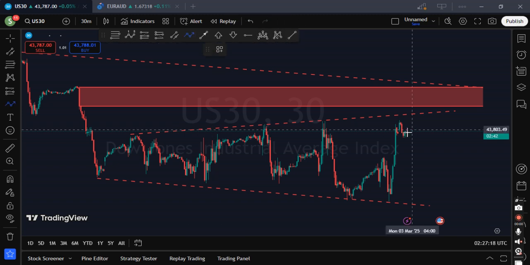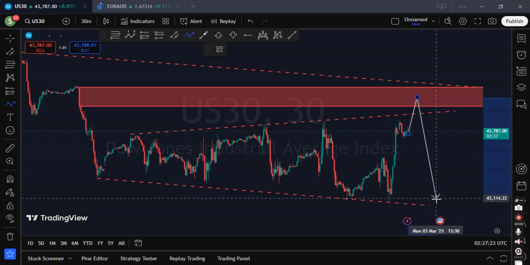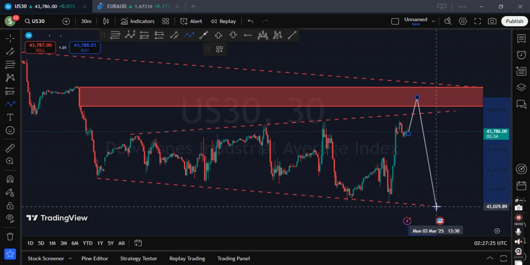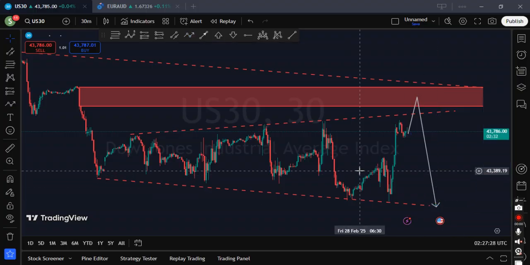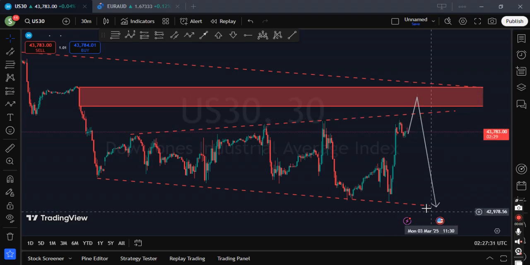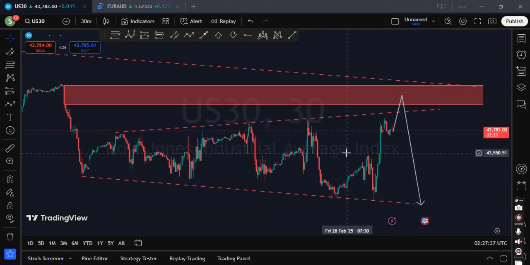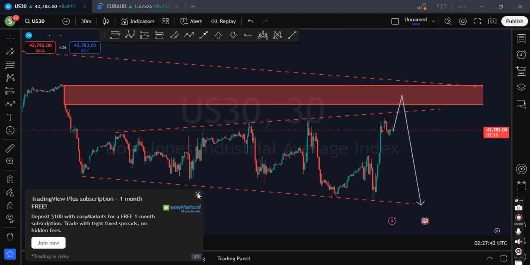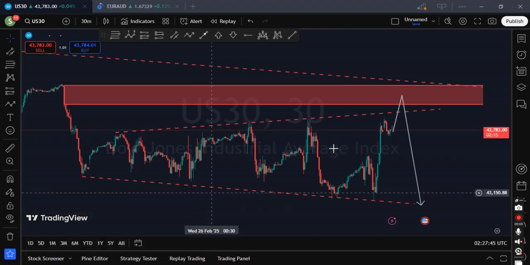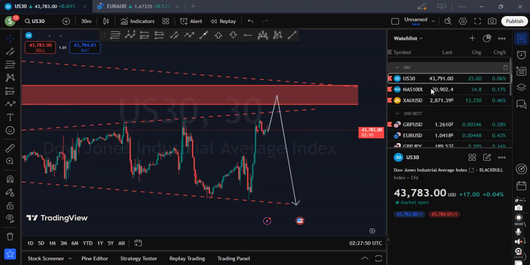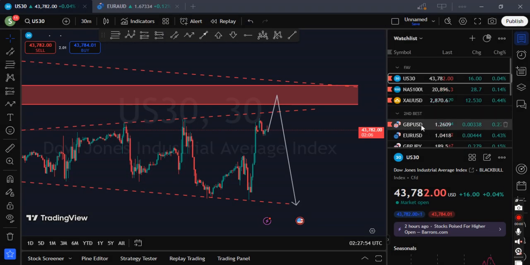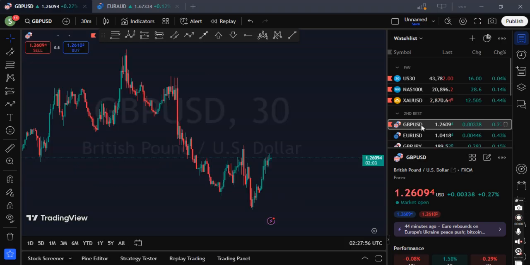So this thing is gonna come, test this, and then before it comes here. Most likely this is the movement that can happen today on this Monday. There is a high chance of it doing that today. So with US30, that is what I wanted to show you. As for my last week pairs, there's not much to actually discuss.